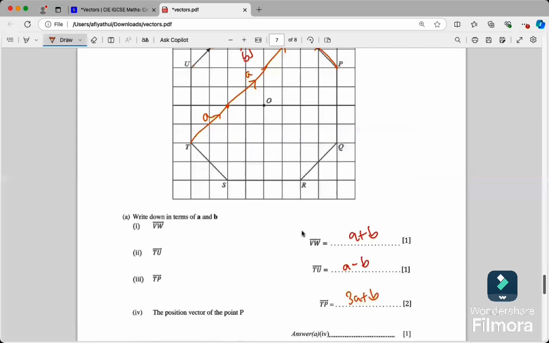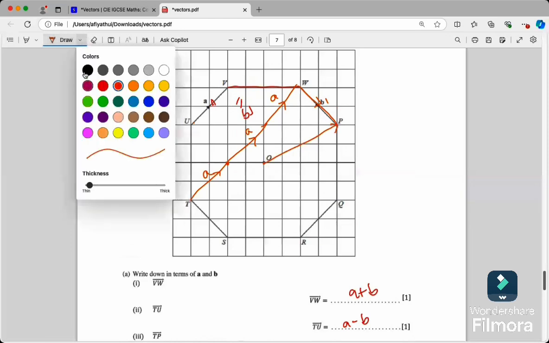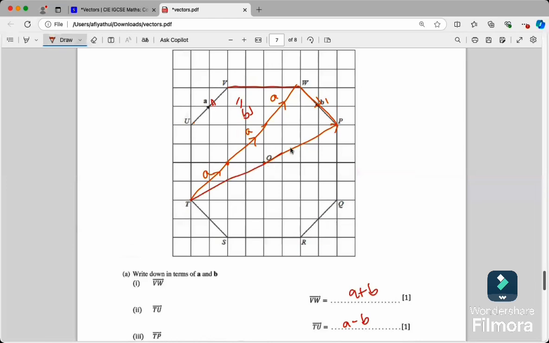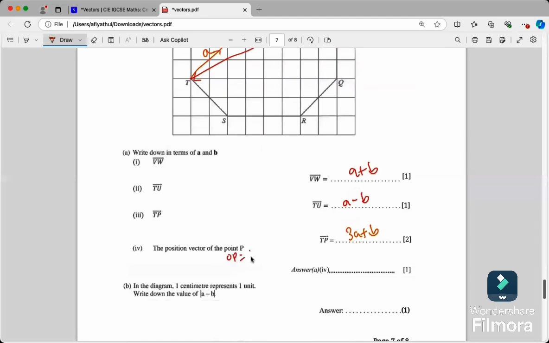3A plus B, correct? The position vector of P. Position vector is always from the origin to that respective point, which is OP. And if you're going to join the TP from here to here, OP is half of TP. Therefore, OP is half of TP. So you can just simply take half of this one, which is 3 by 2 A plus 1 over 2 B.